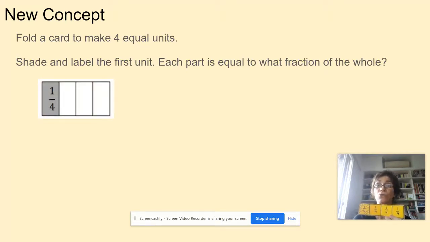Each part is equal to what fraction of the whole? Okay, we just said it. Each part is 1/4 of the whole, because I divided the whole into 4 equal parts. Each part is 1/4. Okay.